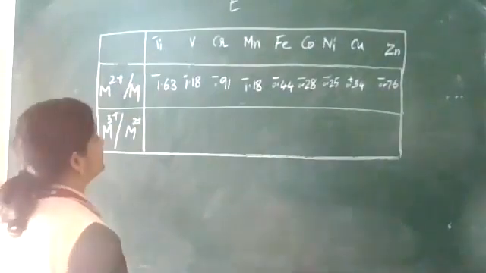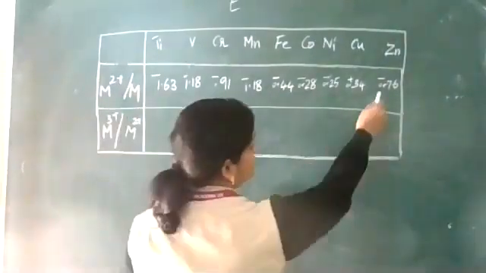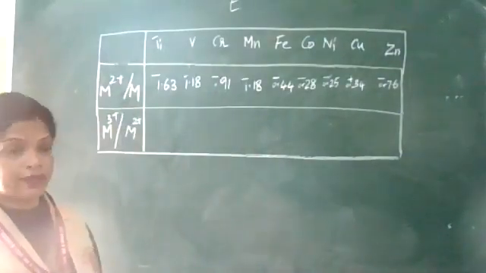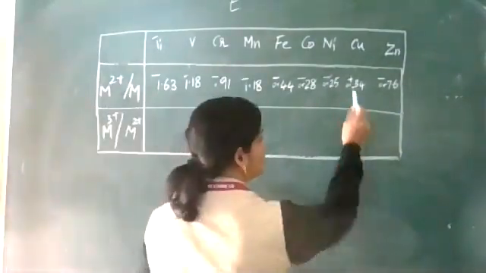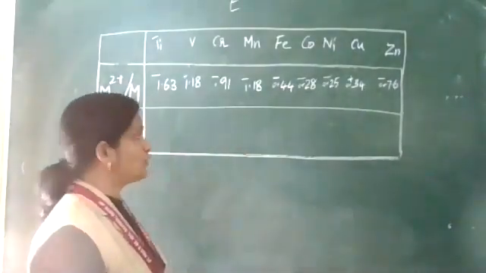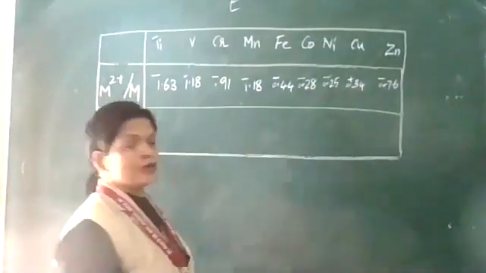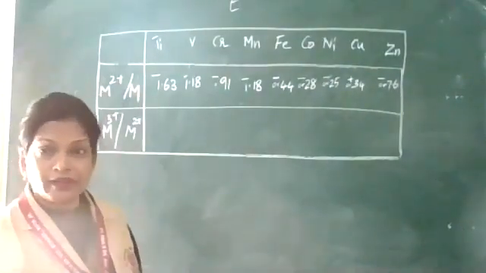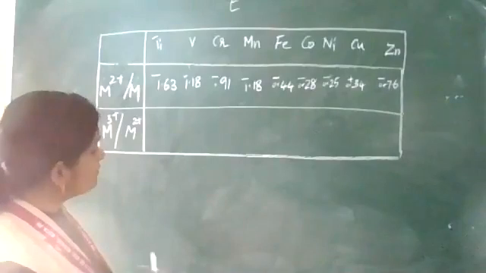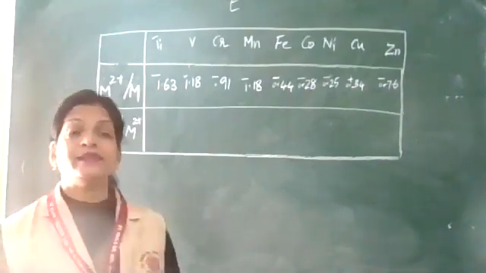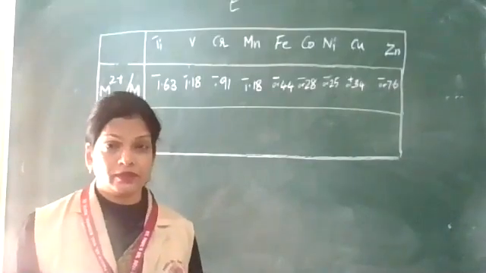Its E naught value for zinc, you know, is minus 0.76. Copper is plus 0.34. Then iron is minus 0.44. These values you already know, and other values are also written. You don't have to memorize these values, but the trend you should learn.